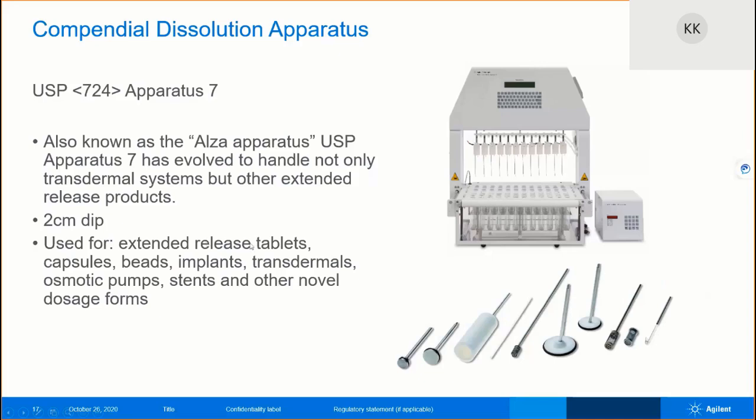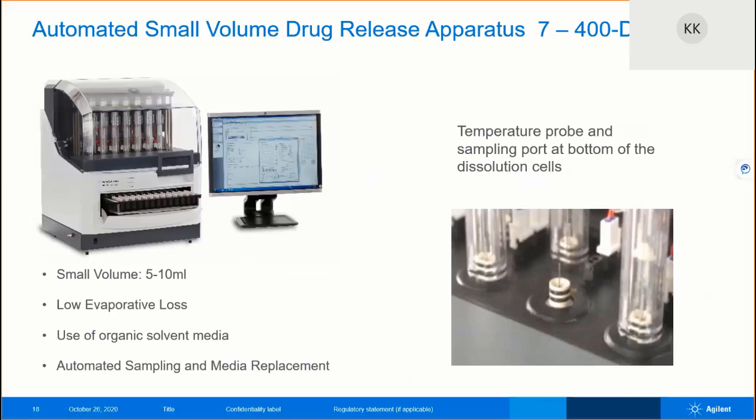So what it's used for: also extended release tablets, capsules, beads, implants, transdermals, osmotic pumps, stents, and other novel dosage forms, and with a smaller volume, really. So if you have to go even lower in your volume, you would go away from your traditional apparatus 7 to a 400DS, which you can see on the picture here. So you can go down to volumes as low as 3 milliliters. This instrument was designed by Agilent, or then Varian, for drug-coated stents. That's what it was initially designed for.